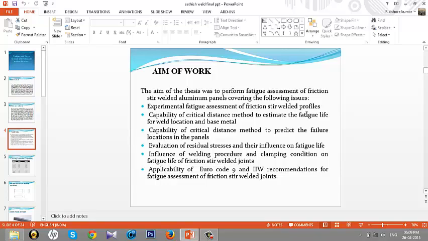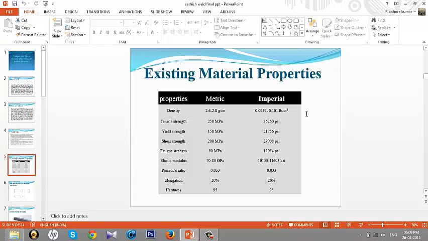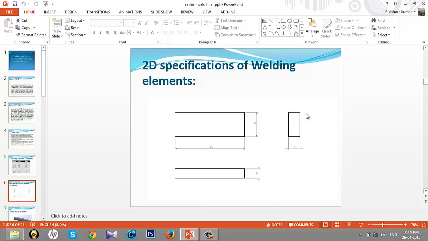Eurocode 9 and IIW recommendations for fatigue assessment of friction stir welding are used in the project. The existing material property: density 2.6 to 2.8, tensile stress 250, compared to the new material. This is more beneficial. The 2D specification welding element is in the diagram.